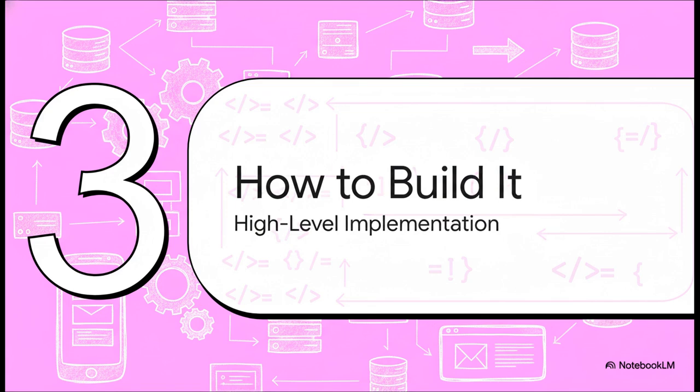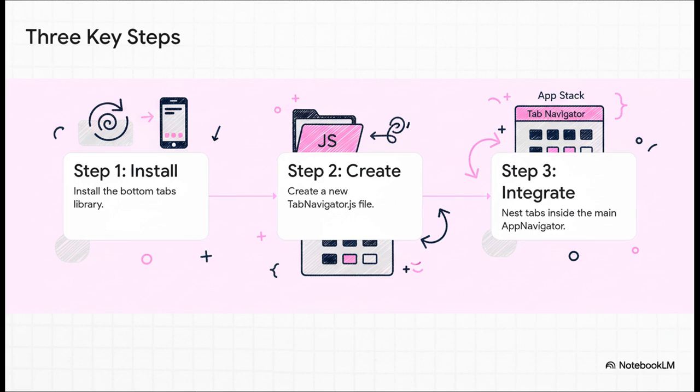Time to actually build this thing. We're going to take a high-level look at the implementation. Not every single character of code, but the key architectural pieces that make this whole thing click. The whole process really boils down to 3 simple steps. First, we'll install the library we need. Second, we'll create our new tab navigator. And finally, we'll plug it right into our existing app stack.